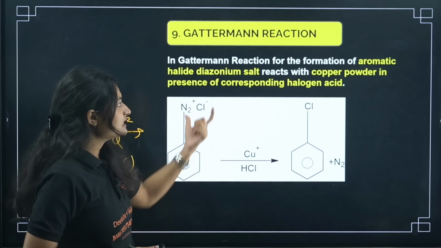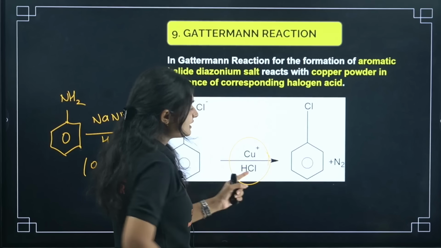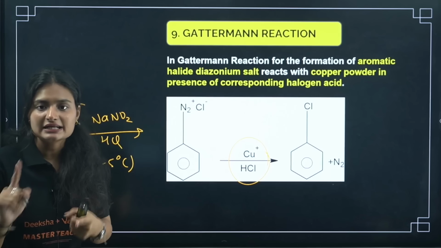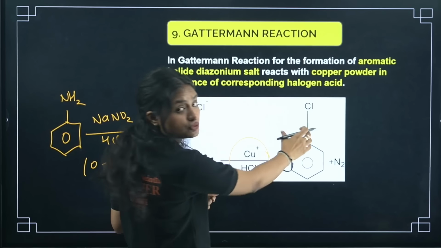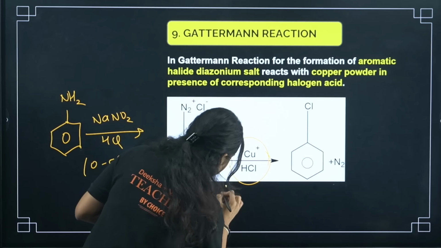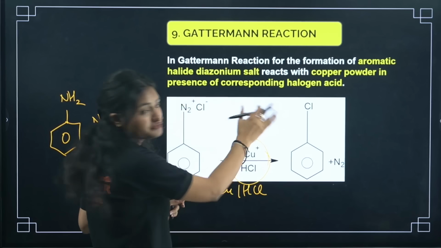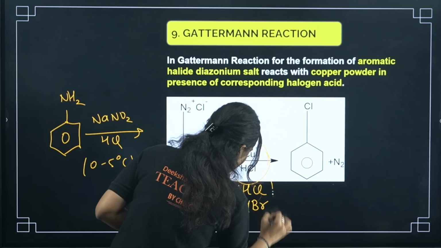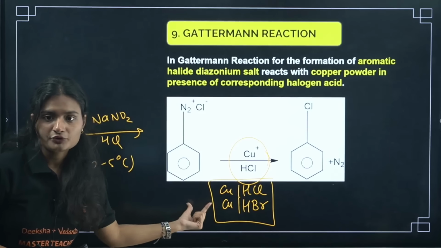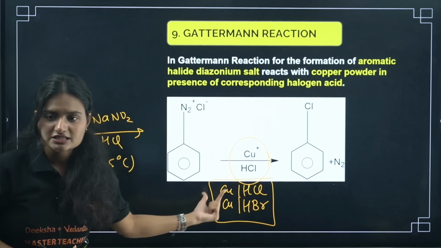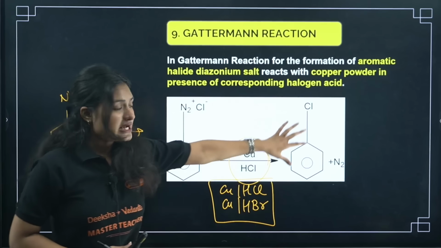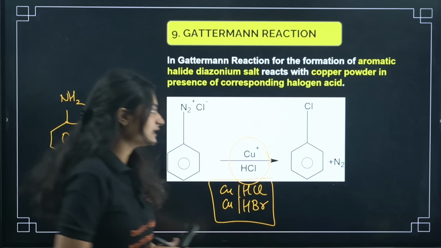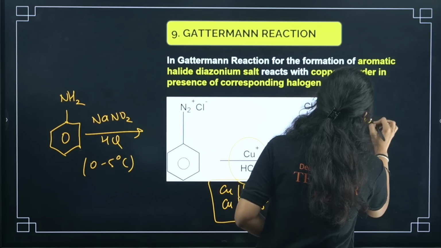Now if this diazonium salt is treated with copper powder in the presence of the halogen acid, we have copper and HCl. Let's say I want to convert it into chlorobenzene, so I will use copper in HCl. If I want to convert it into bromobenzene, I'll use copper in HBr. Remember this: copper metal is being used with a halogen acid, Cu in HCl, Cu in HBr. And we get our aryl halide.